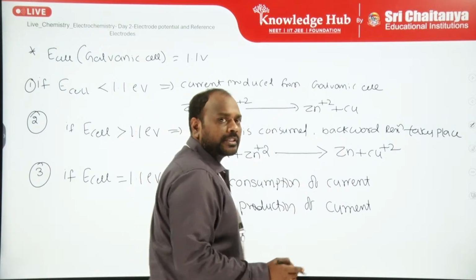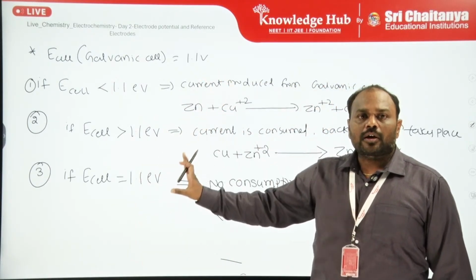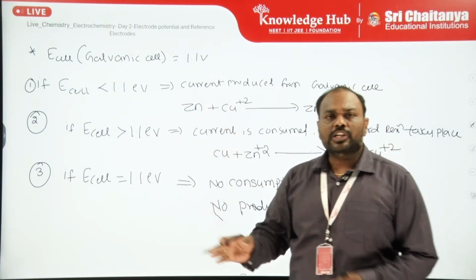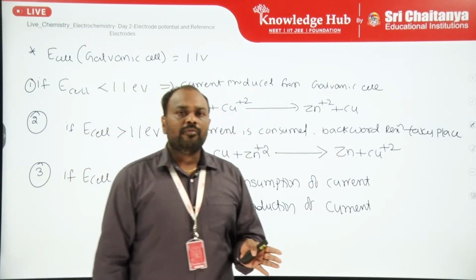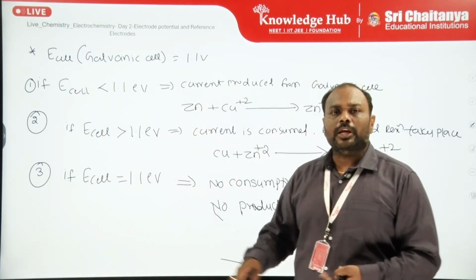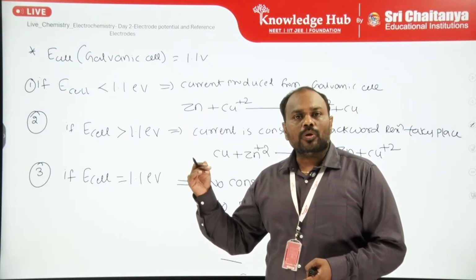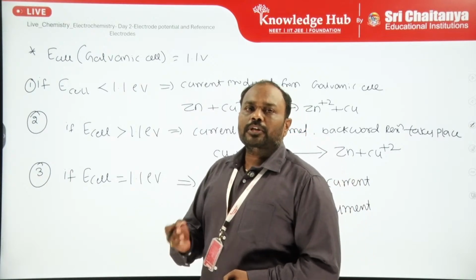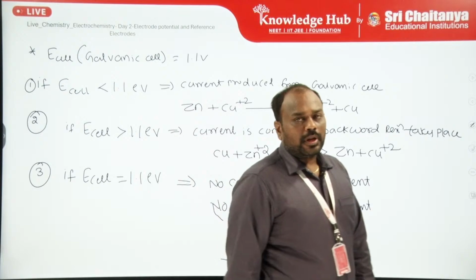That is nothing but present at equilibrium. Okay. So, this is the electrode potential of the galvanic cell. Generally, the electrode potential of the galvanic cell is 1.1. If less than 1.1, it produces the current. More than 1.1 electron volt, it consumes the current. If exactly 1.1, it is at equilibrium. That means no consumption of the current, no production of the current. Okay. So, this is the electrode potential of the cell.